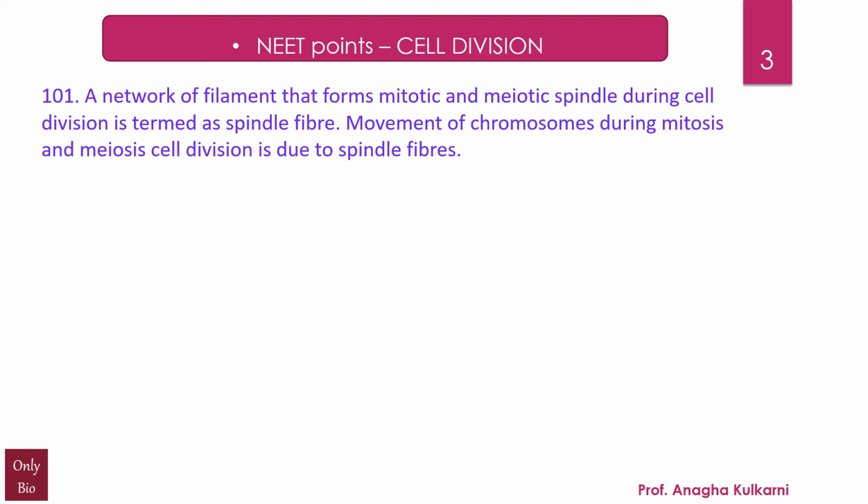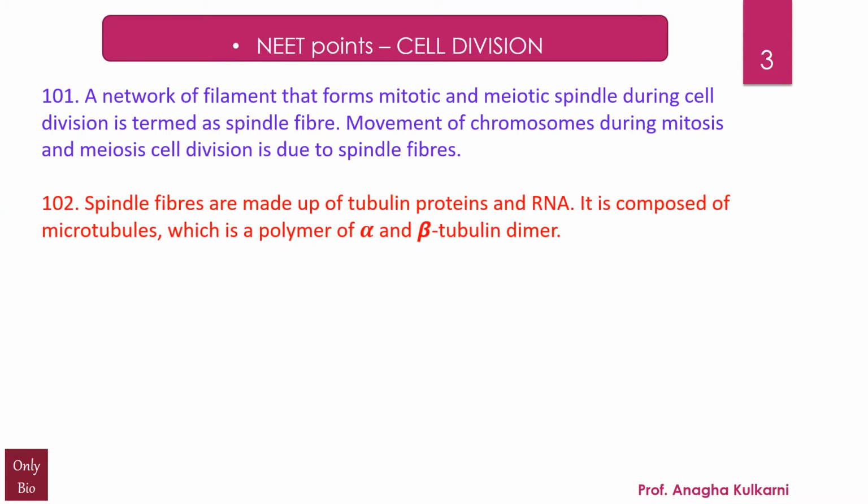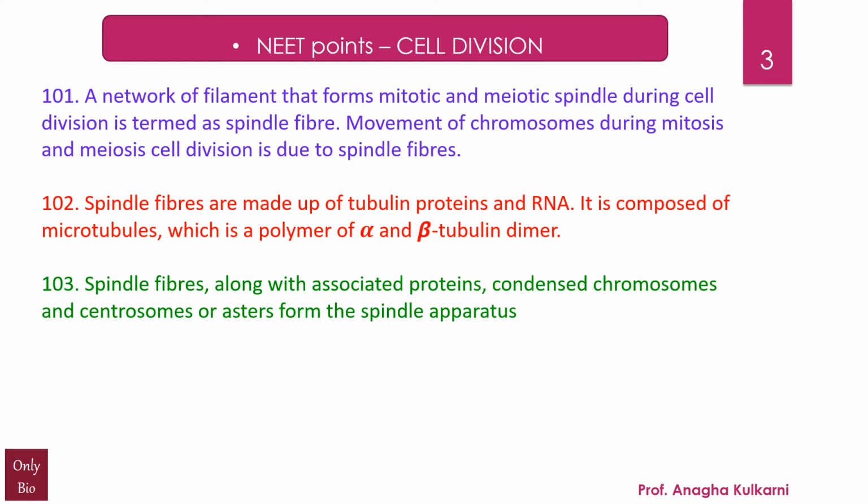Point number 101, a network of filament that forms mitotic and meiotic spindle during cell division is termed as spindle fiber. Movement of chromosomes during mitosis and meiosis cell division is due to the spindle fibers. Next, spindle fibers are made up of tubulin proteins and RNA. It is composed of microtubules, which is a polymer of alpha and beta tubulin dimer. Next, spindle fibers along with associated proteins, condensed chromosomes and centrosomes or asters form the spindle apparatus.